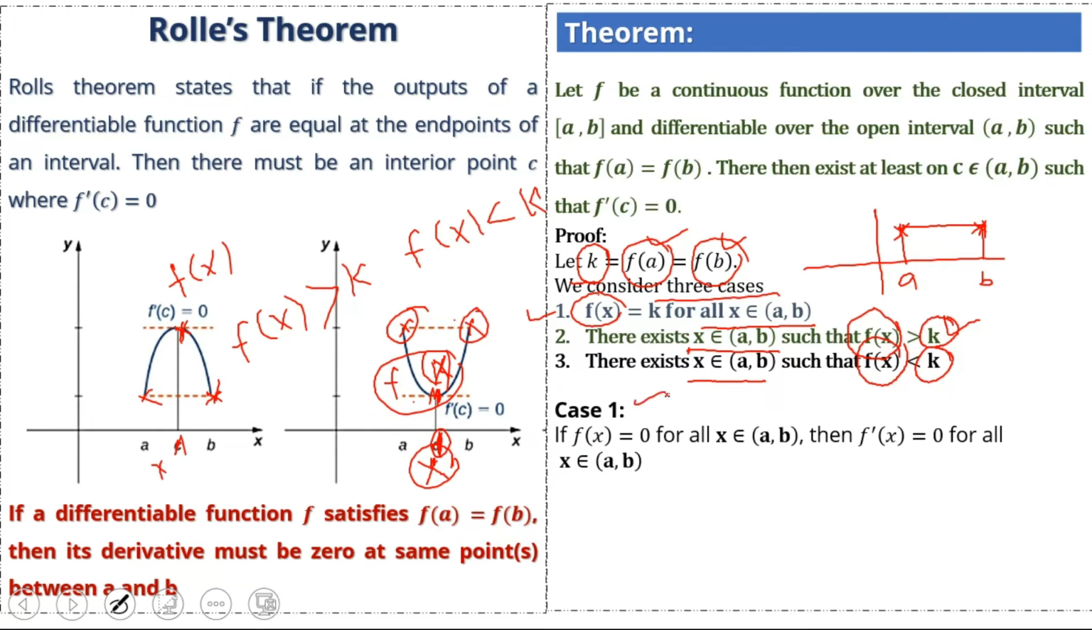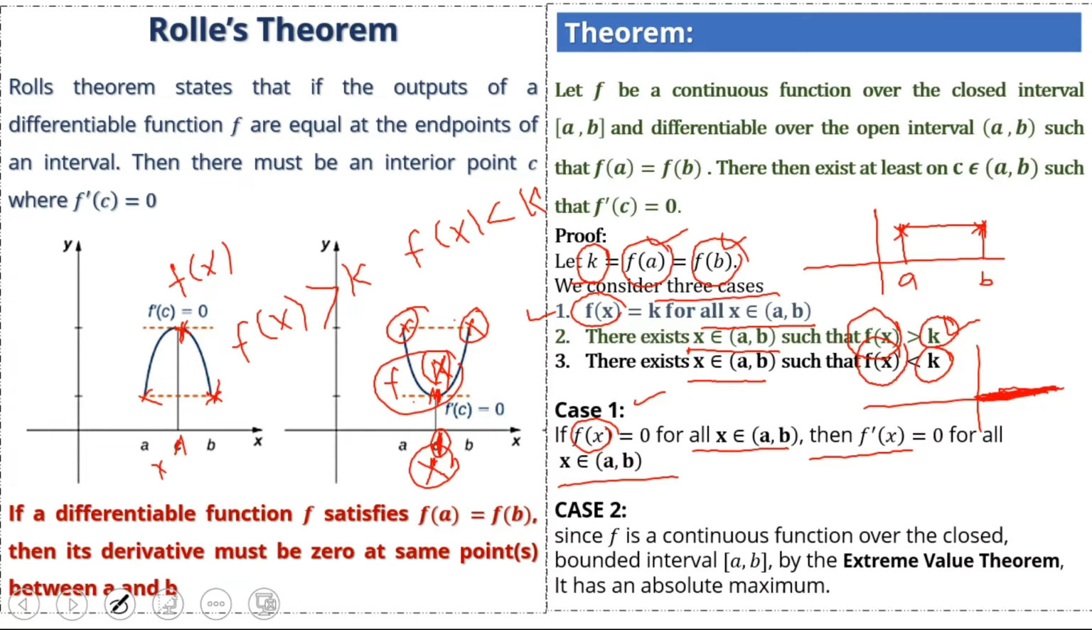Let's start. Case 1, if the value of the function at x is equal to 0 for all x belongs to the open interval, then the derivative of this function is also 0 for all x belongs to the open interval. Like that, if we have a constant function, we can see the derivative of the constant function is 0 everywhere on the open interval.